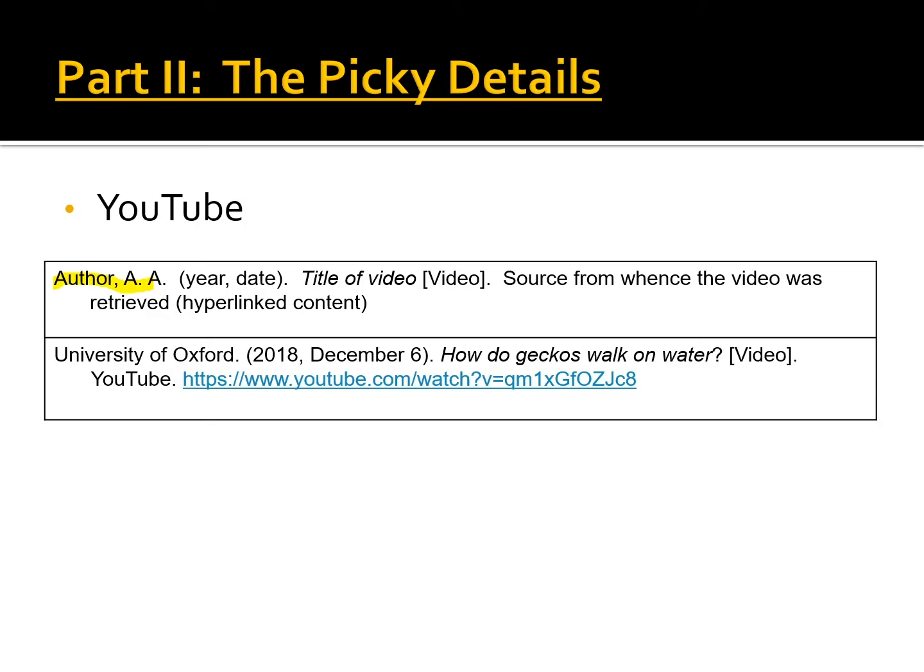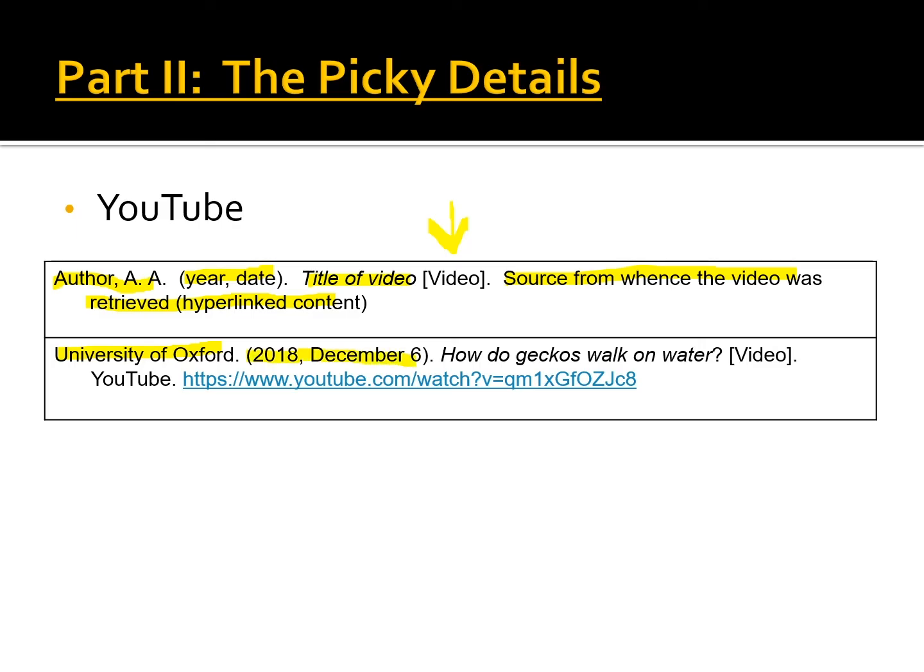What if you're citing something from YouTube? If you're citing something from YouTube, again, you put the author, or if there's no author provided, then the title of the video would suffice. I try to provide as much information as I can about the year that it was published, including the date. I've put the title of the video, and then in hard brackets, I indicate that it is a video, and then I say the source from whence the video was retrieved with hyperlinked content.